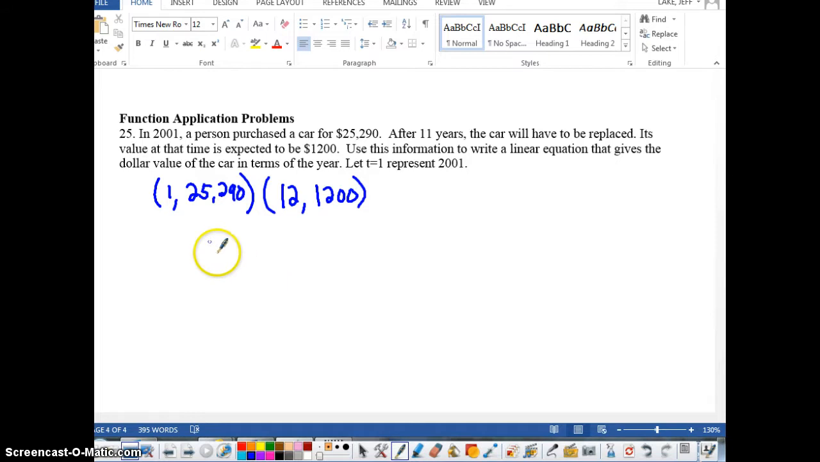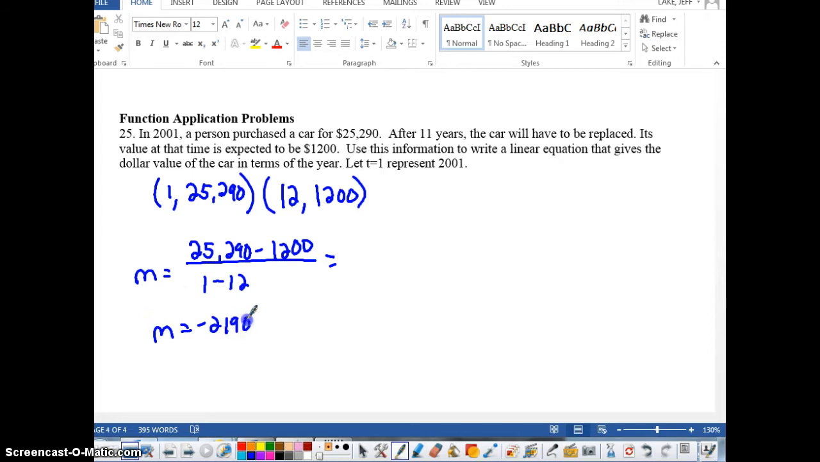All right, use this information to write the linear equation. So I have to find our slope here. So I'm going to do 25,290 minus 1,200 all over 1 minus 12. And again, I'm doing that to find my slope, y minus y over x minus x. And this comes out to be negative 2,190. So my slope there is negative 2,190 once you reduce that. So that's my m. I need to use that in one of my points, plug it into y equals mx plus b to solve for my b value.